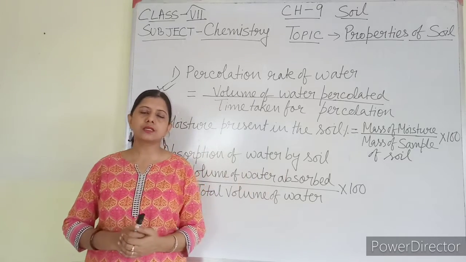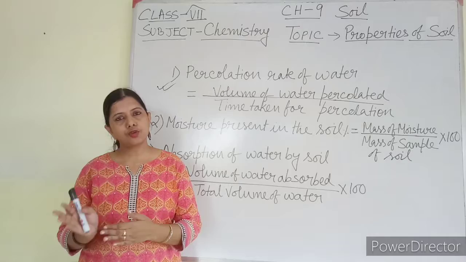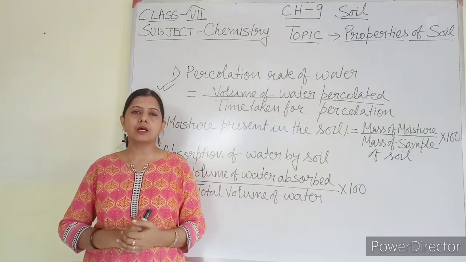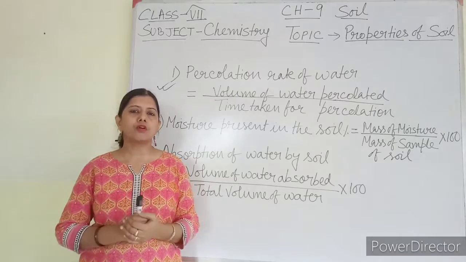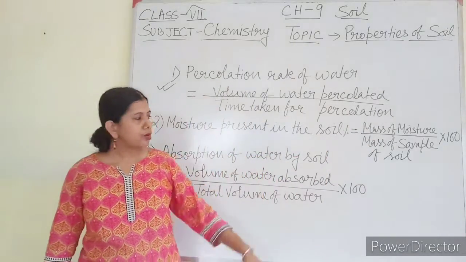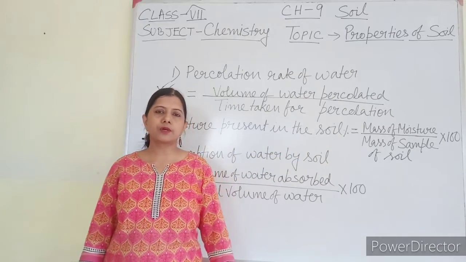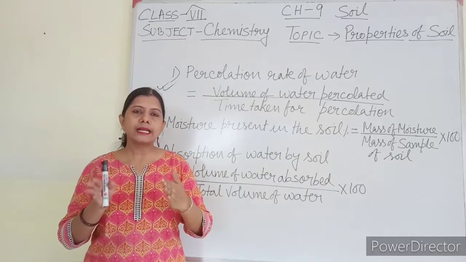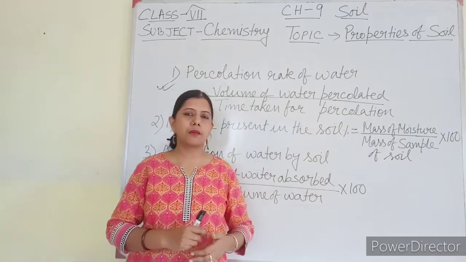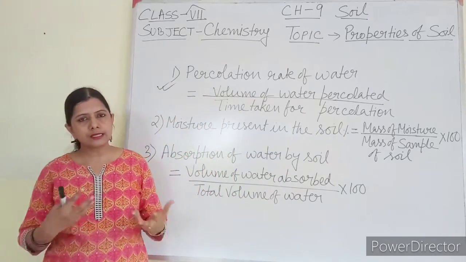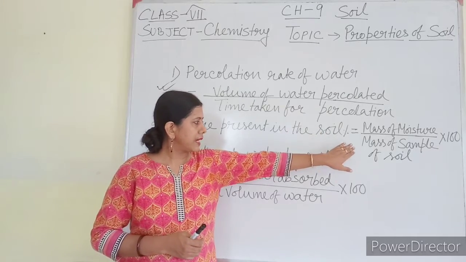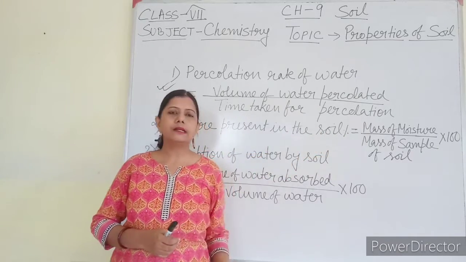So why is that mass more? Due to the presence of moisture in it. So this difference in the mass is giving you the mass of the moisture. So you got the mass of the moisture, now divide by the mass of the sample of the soil. The dried mass, the dried weight, is the mass of the sample of the soil, because that is the actual amount of soil. So mass of the moisture by mass of the sample of the soil into 100.